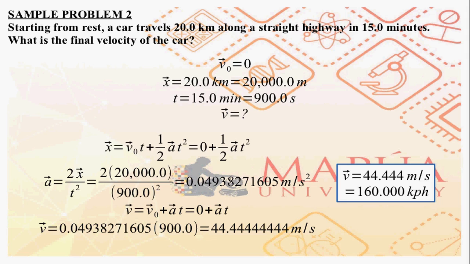So plug in the known and the calculated values. We are able to get the final velocity to be 44.4444 and so on meters per second. So the final velocity is equal to 44.444 meters per second, or 160.000 kilometers per hour.